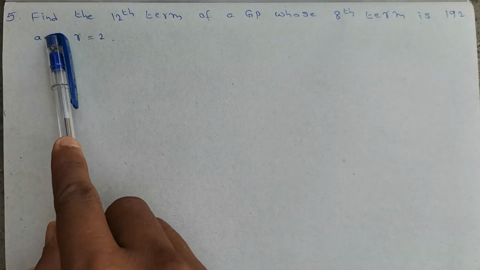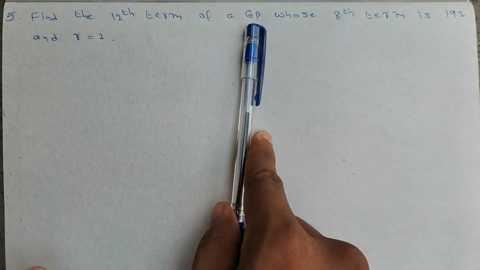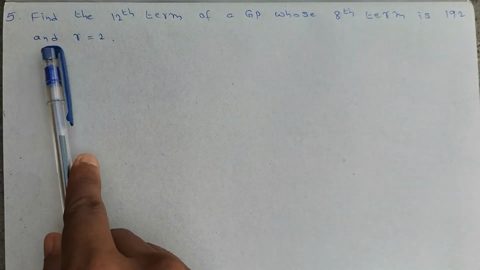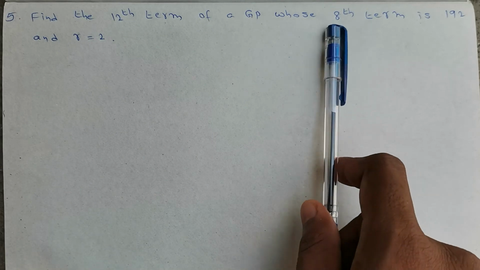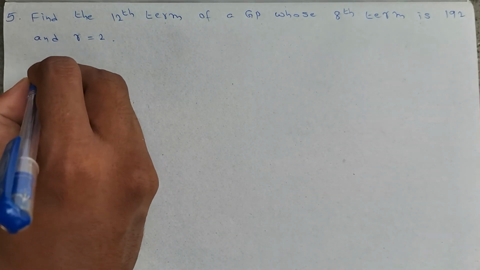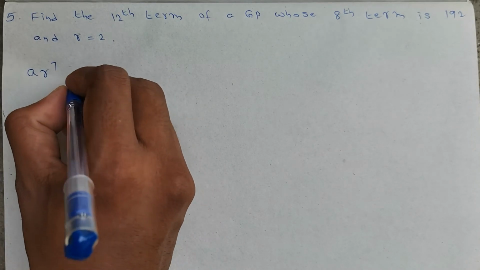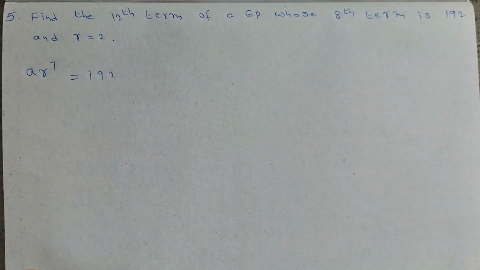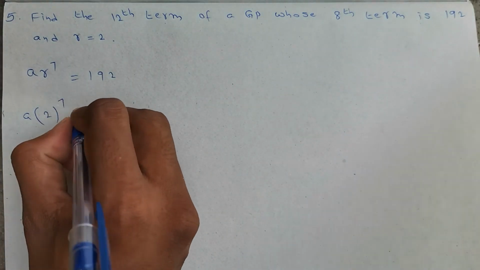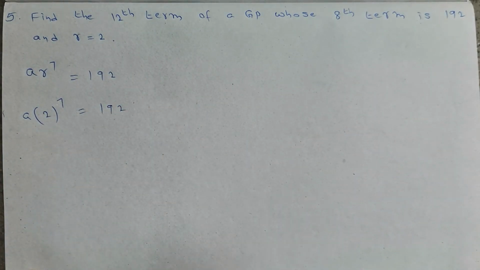Question number 5. Find the 12th term of a GP whose 8th term is 192 and R is equal to 2. Here the 8th term is given as 192. The 8th term can be written as A into R power 7, and it is given as 192. A into R value is 2, whole power 7, is equal to 192.